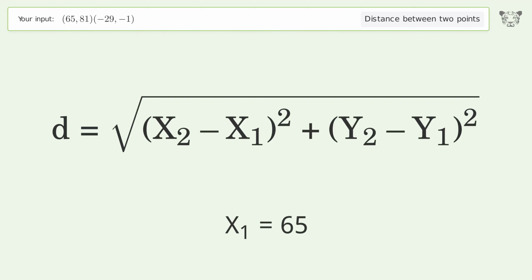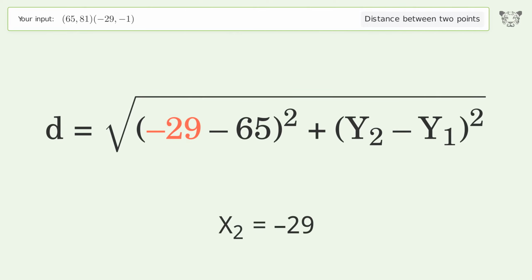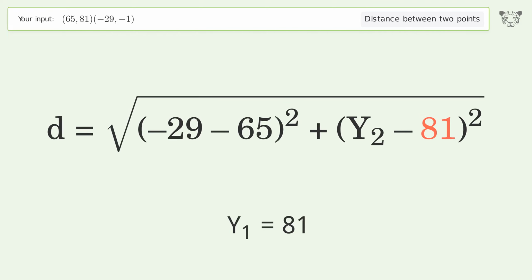x1 equals 65. x2 equals negative 29. y1 equals 81. y2 equals negative 1.